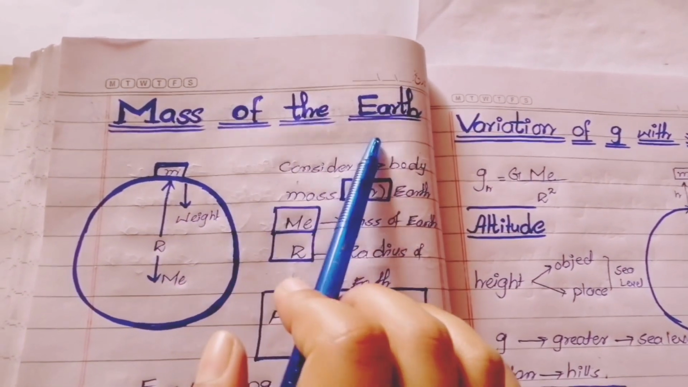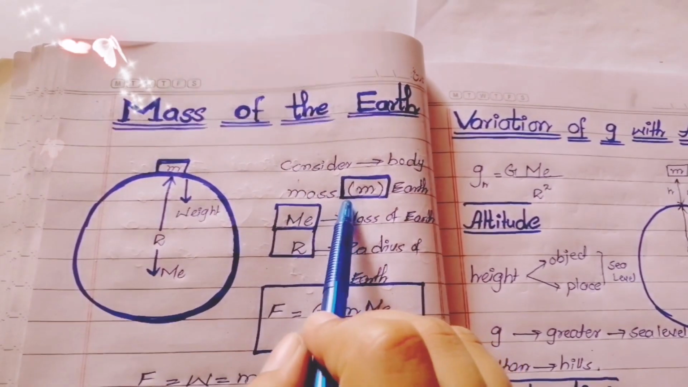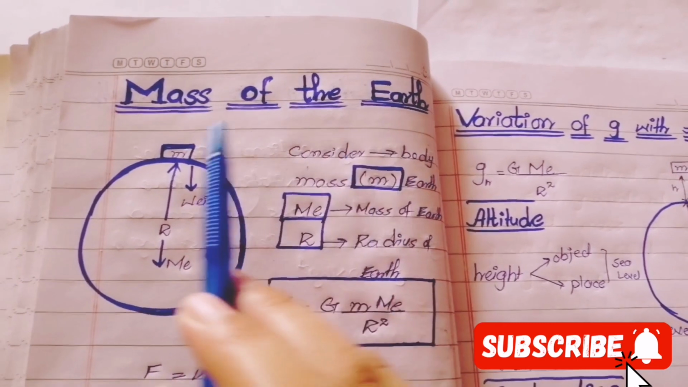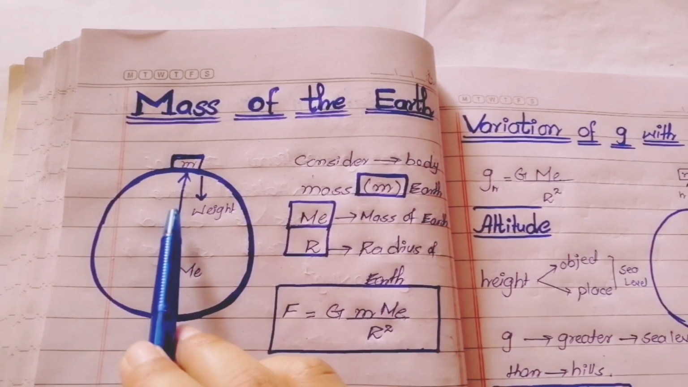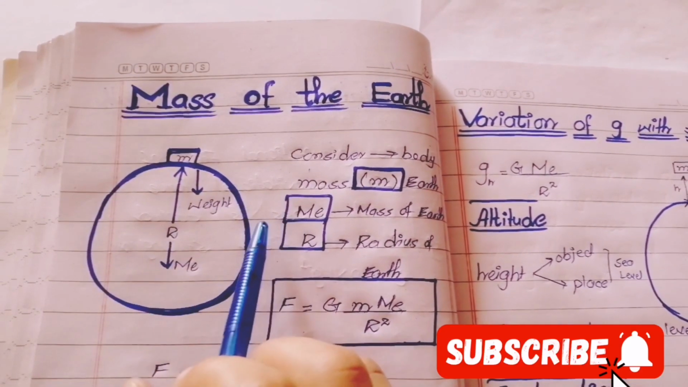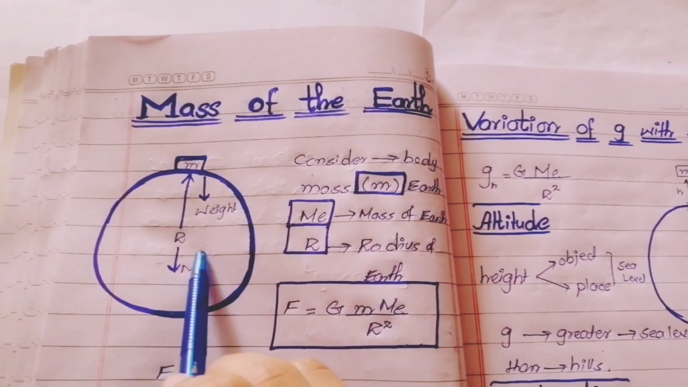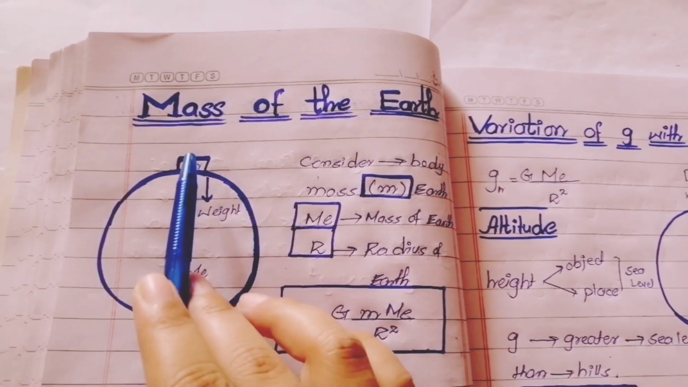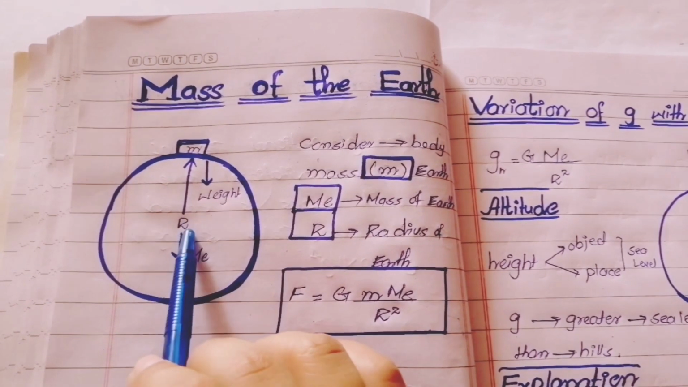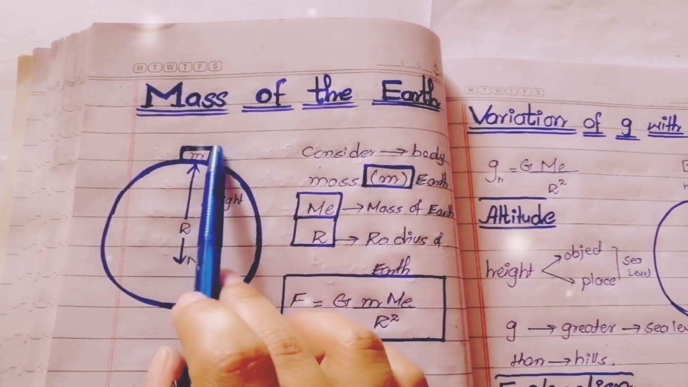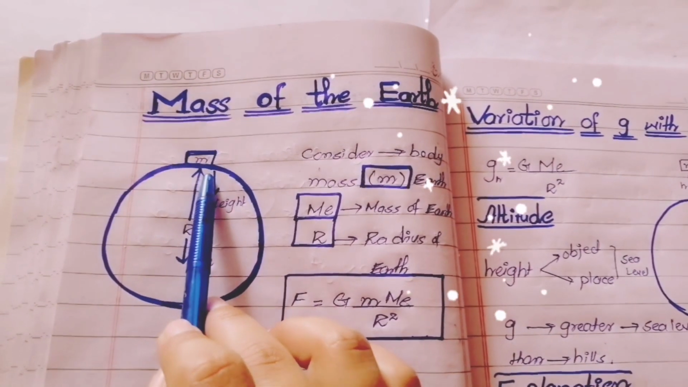Mass of the Earth. So we will consider a body of mass m located on the surface of the Earth. Capital ME is the mass of the Earth. Small m is the mass of the body. R is the radius of the Earth. So this body of mass m is located on the surface of the Earth.